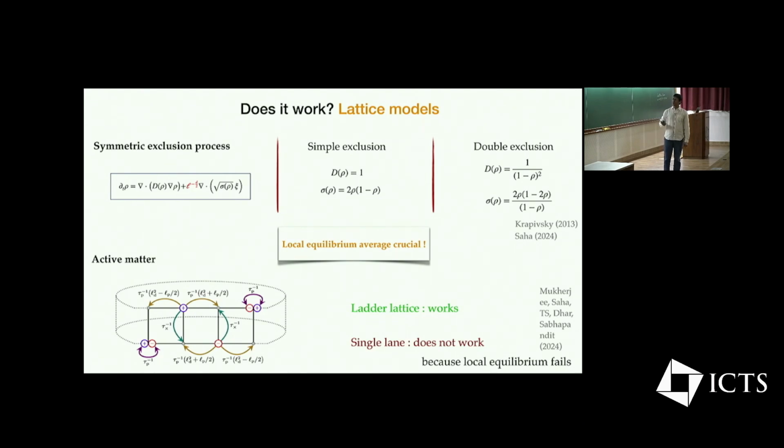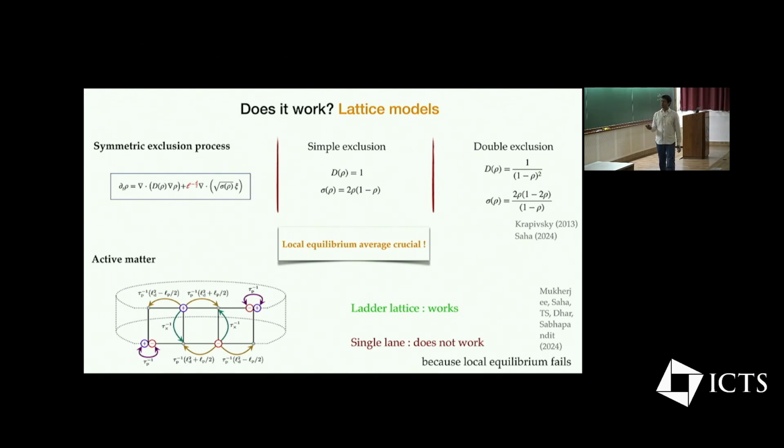The local equilibrium average is also very crucial. You can see it in other examples. So this is just to quote another example that we studied with Sanjeev and Abhishek here. It's a lattice model of active matter system, where there are two kinds of particles. One particle tries to move to the right side, and another particle tries to move to the left side. And they sometimes change their character so that it captures the phenomenology of active matter.